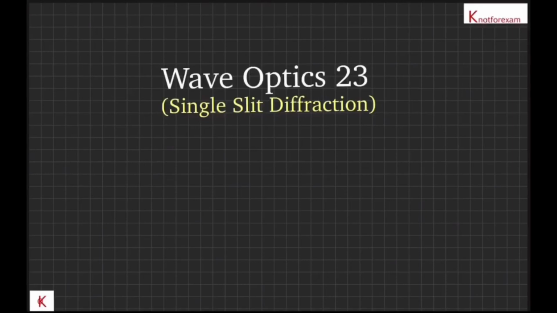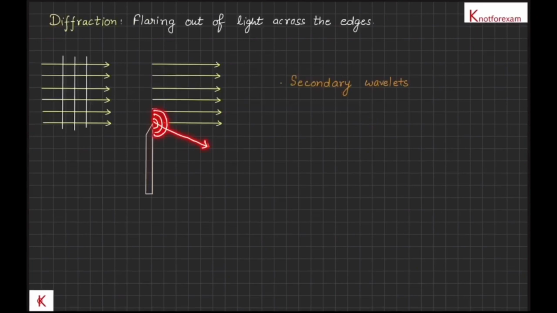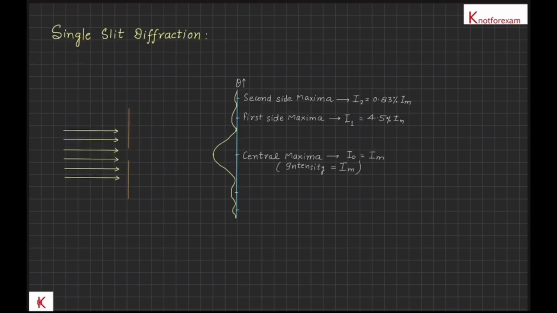In general, diffraction refers to flaring out of light across the edges, and secondary wavelets at the edges are responsible for flaring out of the light. Let's see a typical example of single slit diffraction. If central maxima has intensity Im, then intensity at first side maximum observed is approximately 4.5% Im, and second side maxima has intensity approximately 0.83% Im.